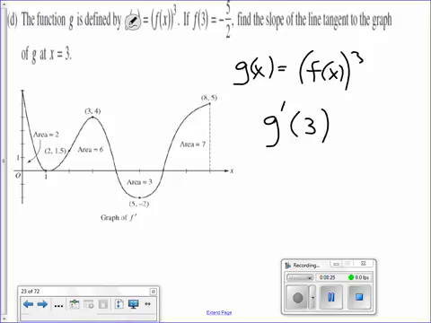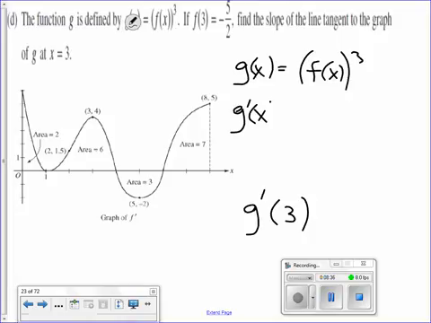Okay. Well, if we have g of x, before I get g prime of 3, I have to get g prime of x. I have to figure out the rule. Chain rule. Beautiful. So what's the derivative of the outermost function? 3 f of x squared. Yeah, don't forget to reduce the power by 1. Then chain rule, we have to multiply by the derivative of the inside. So we get the rule for g prime of x.